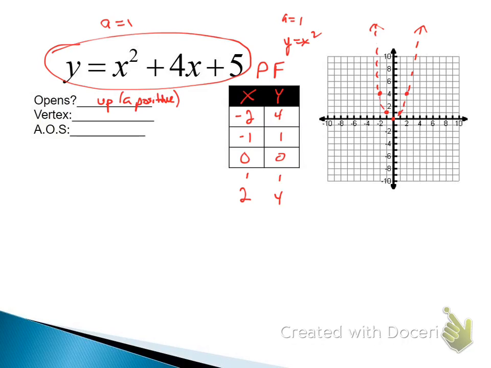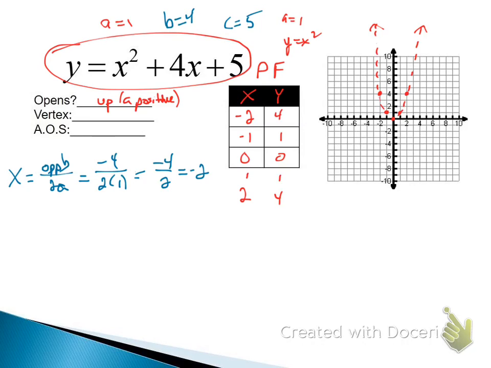Right? And the way we do that is we go find the vertex for our function. And remember that we start with that little formula, x equals opposite b over 2 times a. We've already determined that a is 1. We've got to come up here and realize that b is 4. Remember, it's the coefficient on the x term. And while we're at it, c is 5. So the opposite of b, the opposite of 4, is -4. And then 2 times a is 1, so we get -4 over 2, because 2 times 1 is 2. -4 divided by 2 is -2. So the axis of symmetry equation is x equals -2.